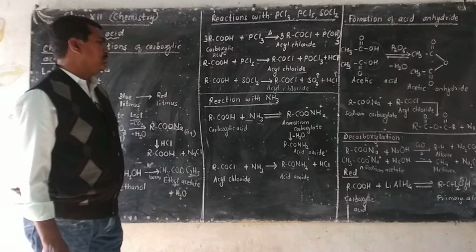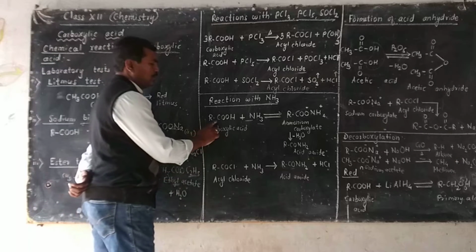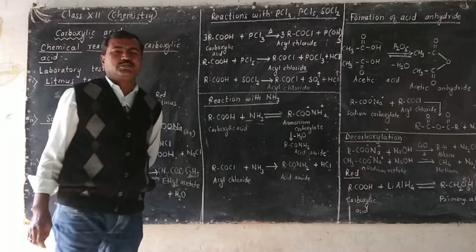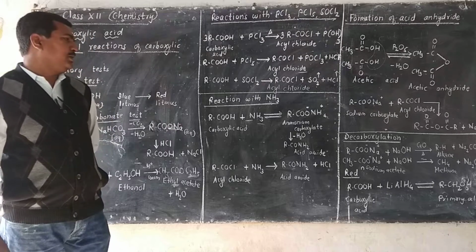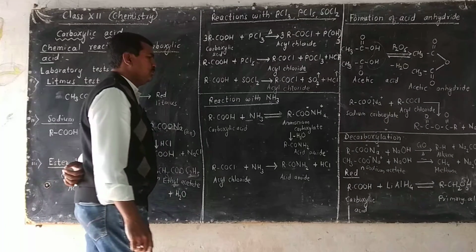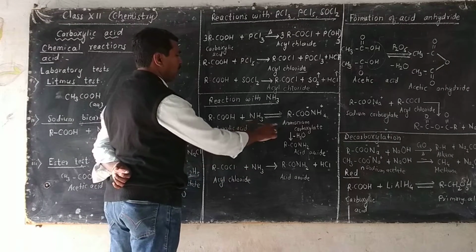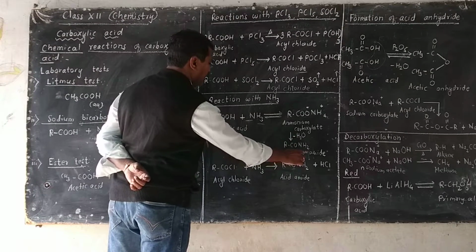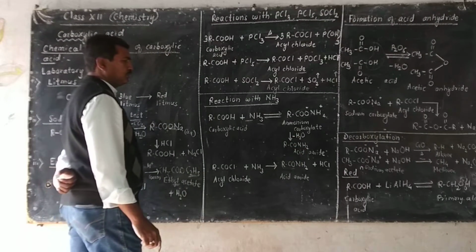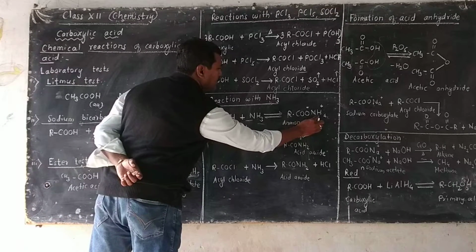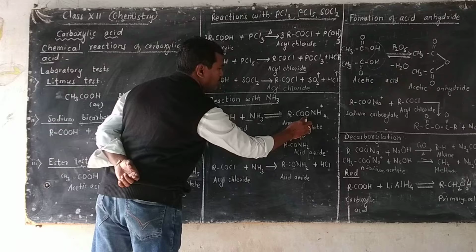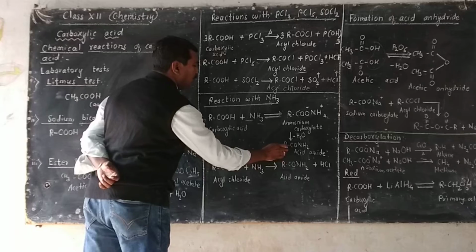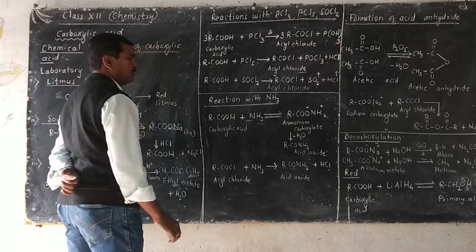Then reaction with ammonia. So here carboxylic acid reacts with ammonia to form ammonium carboxylate. Carboxylic acid is a weak acid and ammonia is basic in nature, a weak base. So here ammonium carboxylate is obtained, which on dehydration will produce acid amide, RCONH2. So here from this NH4, 2 hydrogen atoms and 1 oxygen atom will produce H2O. So RCONH2 remains. So it is acid amide.